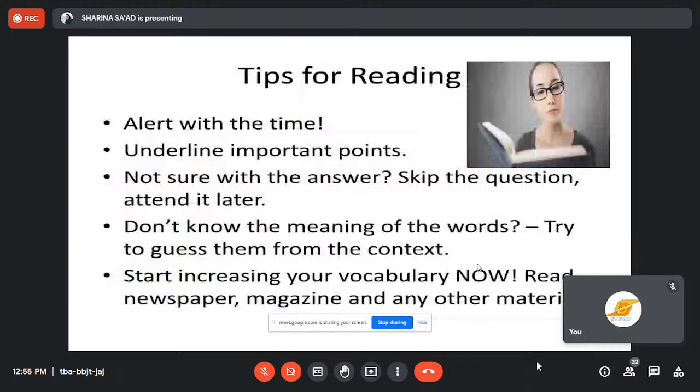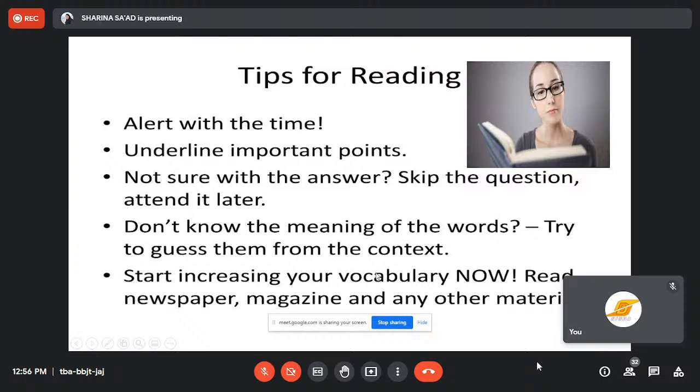Now, when you do your reading paper, you have to be alert with the time. How much time do you have? And then underline the important points when you read the passage. If you're not sure of the answer, skip that one and attend to it later. If you don't know the meaning of the words, try to guess from the context. You have to use contextual clues. Later, I will teach you how.